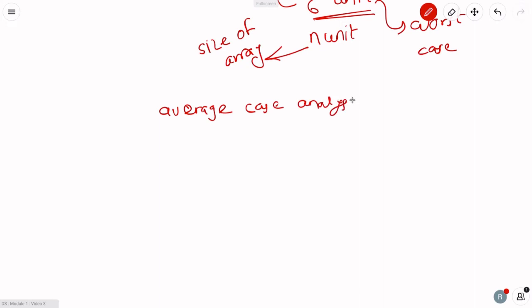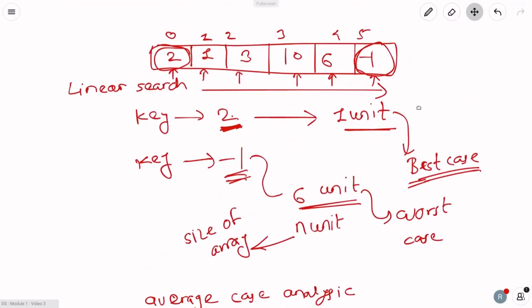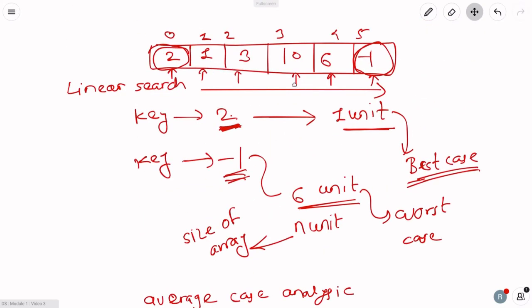Now what we do in average case analysis, we have this array, and we have multiple keys in this array. We calculate the time required to check whether each and every key is present in this array or not. We calculate that time for each and every key, then we sum that time, and then we take the average of that time, and that is something called average case analysis.